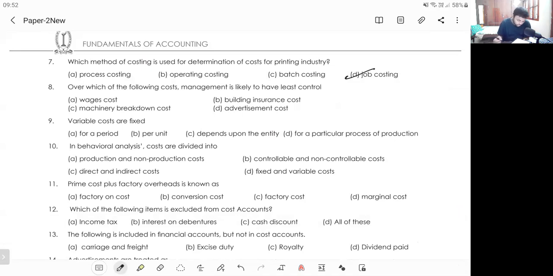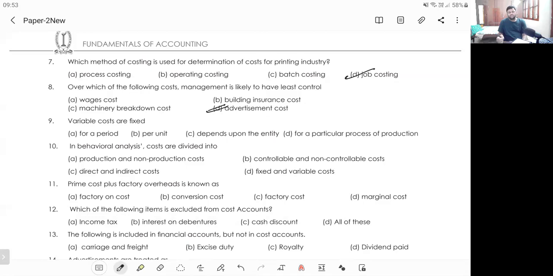Management cannot control it. Wages cost, yes, you can remove the employees. Building insurance cost, if you don't want the insurance, you can say get lost to the insurance agent. Machine breakdown cost, yes, you can control it by having good employees. Advertisement cost, how can you control the advertisement cost? If there is no advertisement, there will not be any sales, your entire company will get closed.